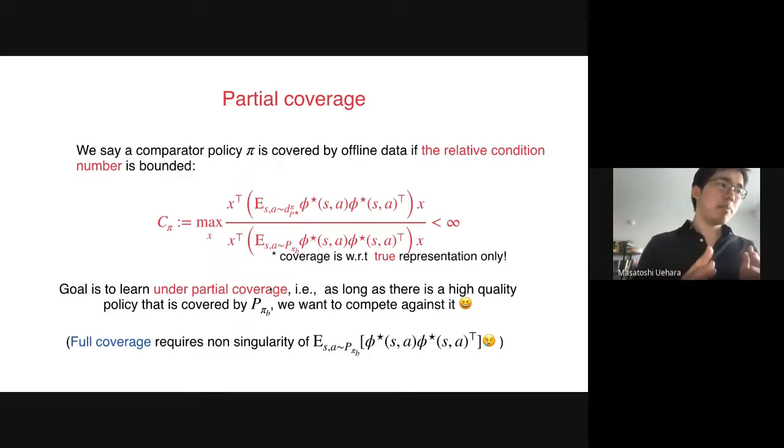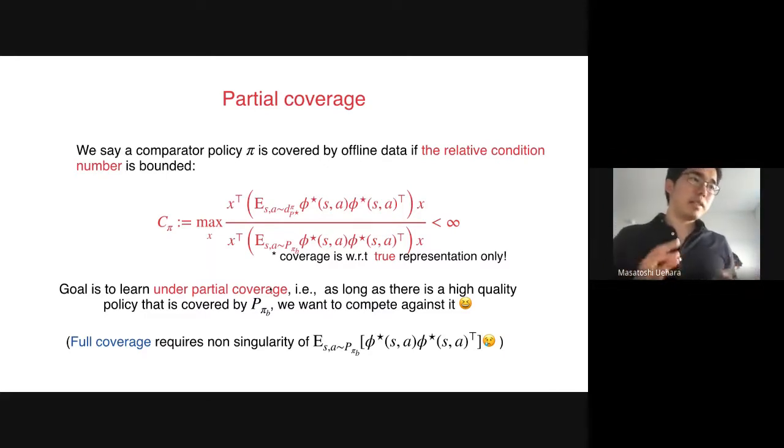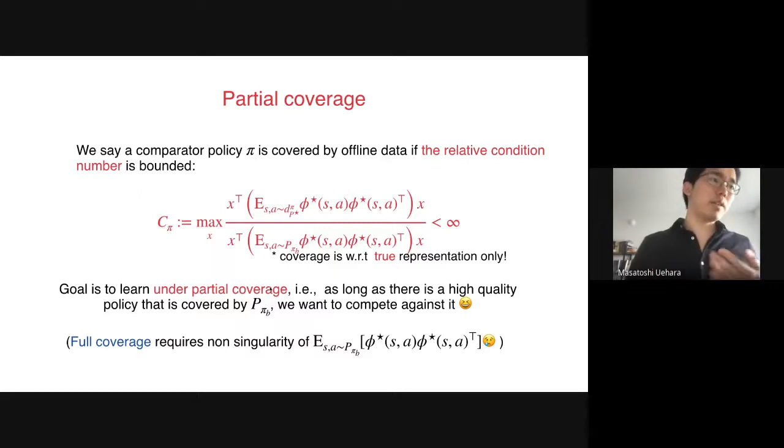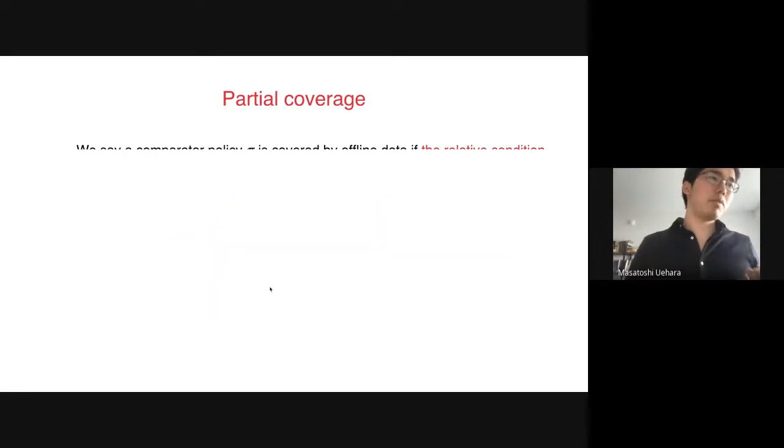But in linear MDPs, features are known a priori. But in low-rank MDPs, we don't know features a priori. So that's why it is challenging, because we don't know phi star a priori. So that's why we need new algorithms, and also we need to think about the proof very carefully.